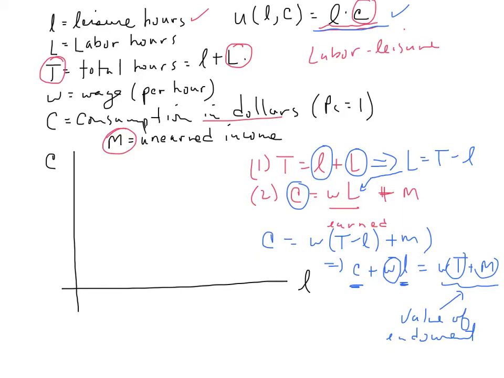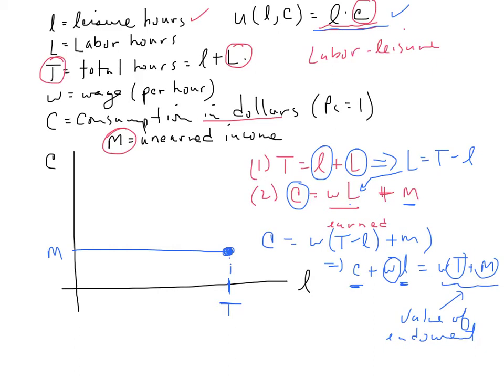So we can identify some things in the picture now, okay? The maximum amount of leisure you could possibly consume would be big T hours. So if you didn't work at all, you could consume big T hours of leisure, right? And if you didn't work at all, your consumption would still be equal to M. So if we set big L to 0, didn't work at all, you would be able to enjoy M dollars of consumption. This is your endowment point in the labor-leisure model, okay?